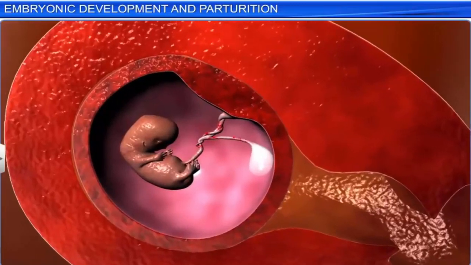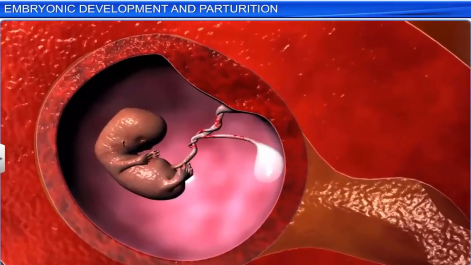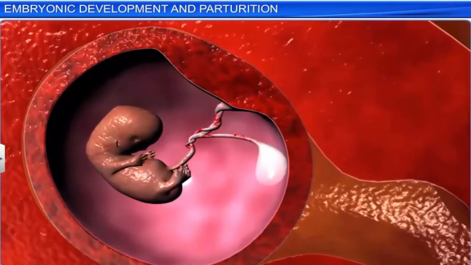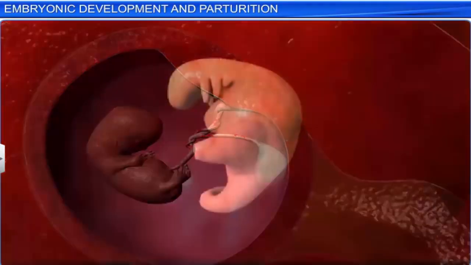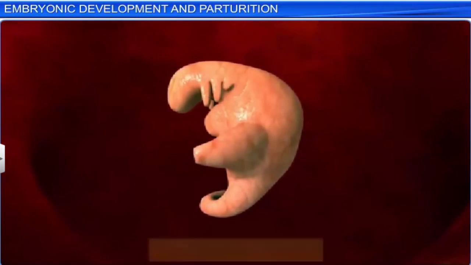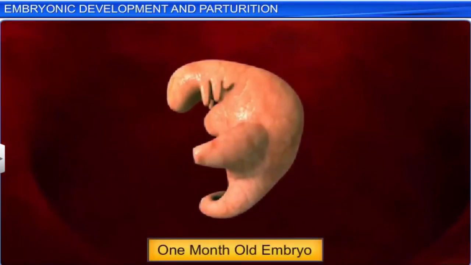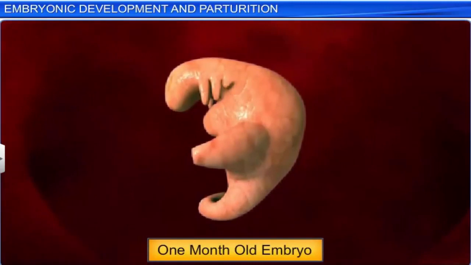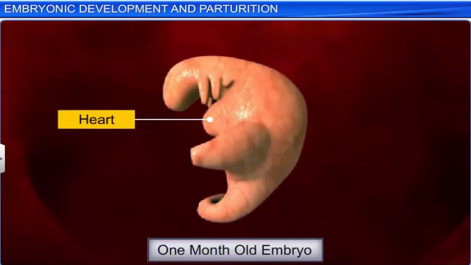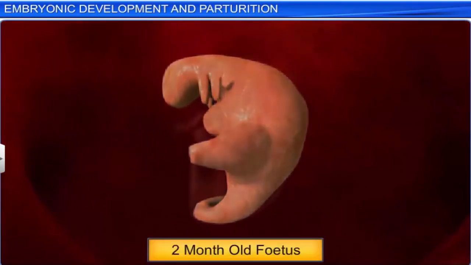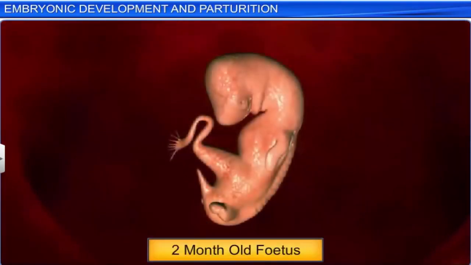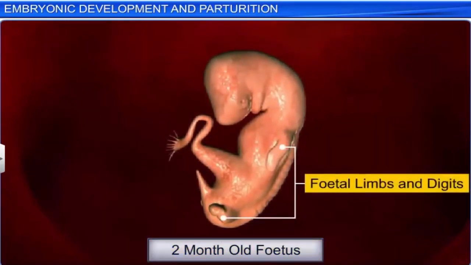The embryo stays inside the uterus for 9 months, which is called the gestation period. During this period, the embryo undergoes several developments. By the end of the first month, the embryo develops a heart, while the end of the second month marks the transition of an embryo to a fetus with developing fetal limbs and digits.